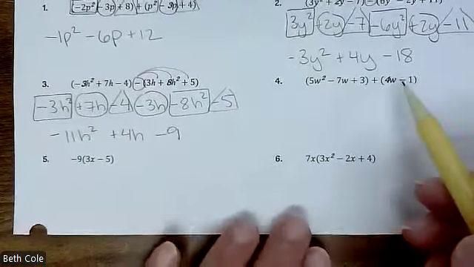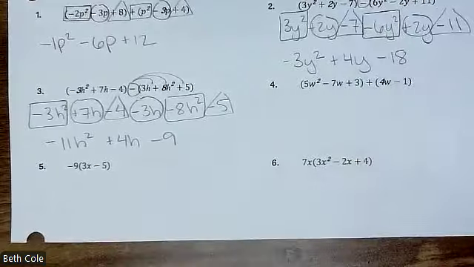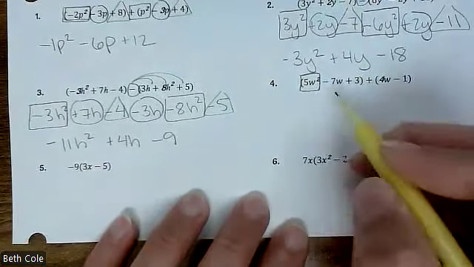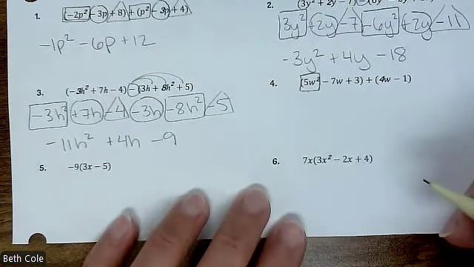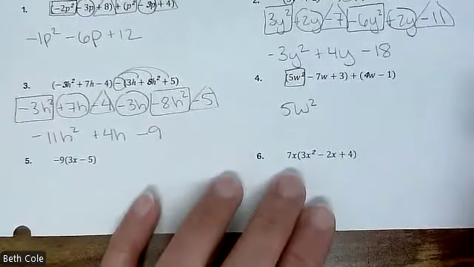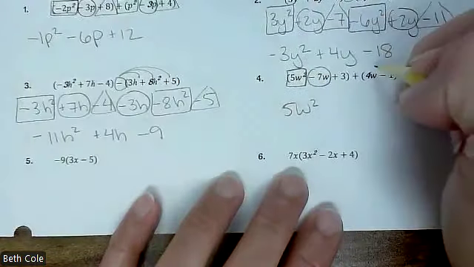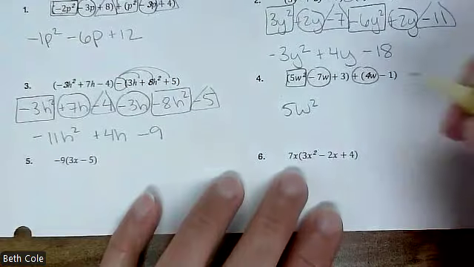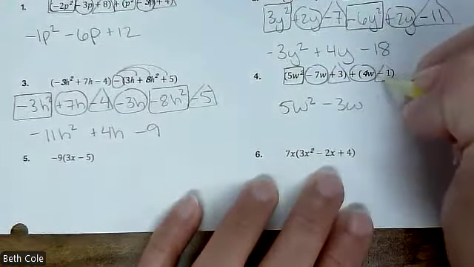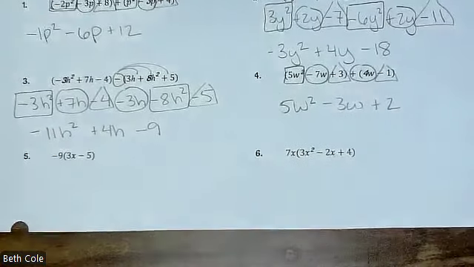All right. This one is adding. So all we're going to do is put our like terms together. Is there anything that goes with the 5w squared? No, nothing. Nope, it's just going to stay. It's all by itself. All right. Then you've got -7w plus 4w, -3w. And then you've got 3 minus 1, which is 2.